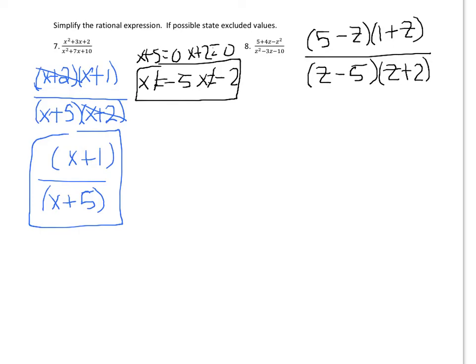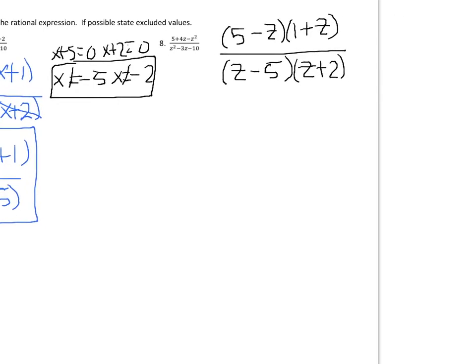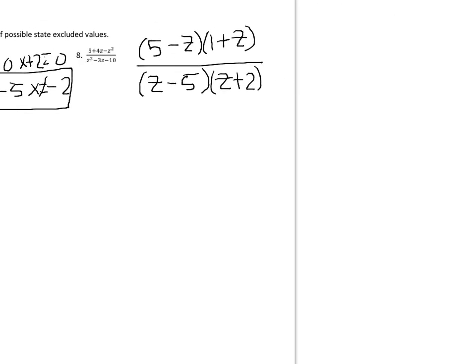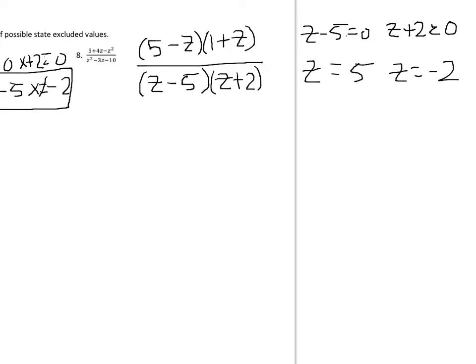Alright, so remember, before you keep going, you go z minus 5 equals 0, z plus 2 equals 0. So z equals 5, z equals -2. So there's our two excluded values.